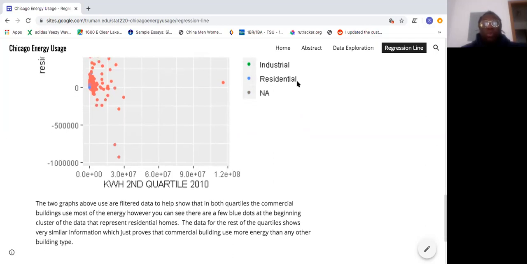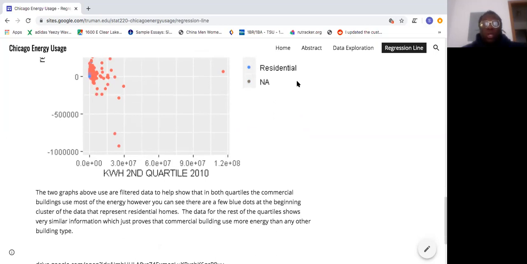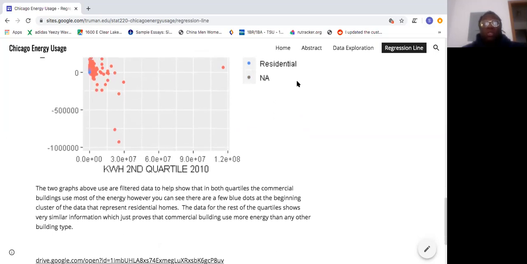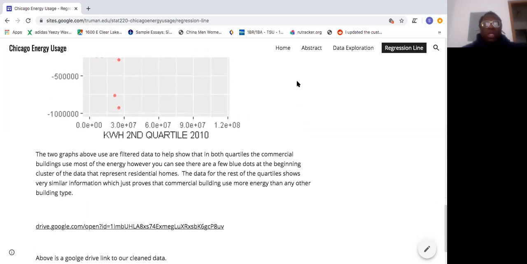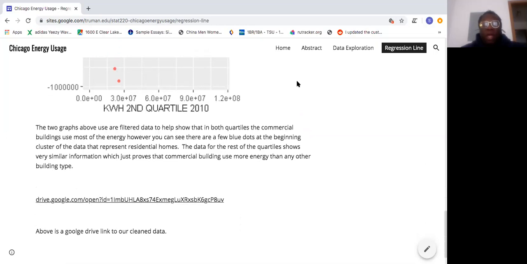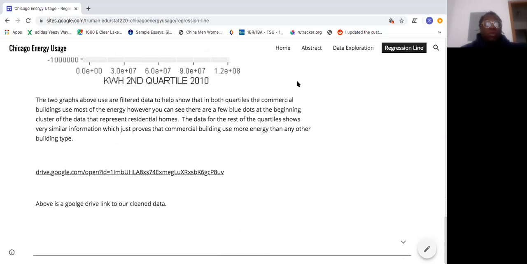However, the few blue dots at the beginning of the cluster represent the residential homes. The rest of the quartile data shows very similar information, which just proves commercial buildings use more energy during those building types. We have the raw data, where you can find it on our link, which will give you a better analysis and let you assess how we came up with the information if you want to do your own research on it.